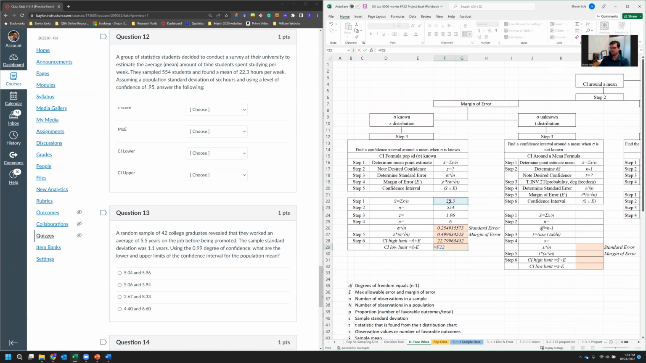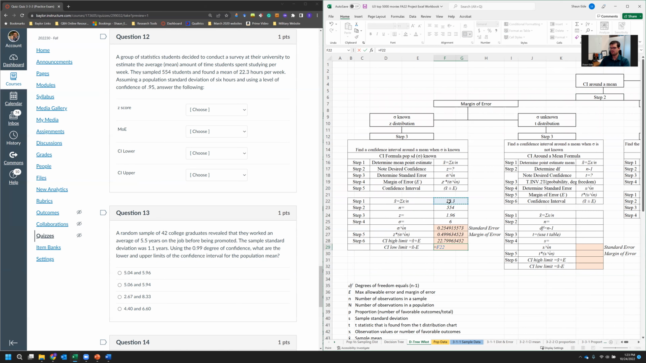Hold on. Did I do something wrong? Okay, so we've got 1.96 multiplied by the standard error. Oh, it's just rounded. There we go, 0.50.